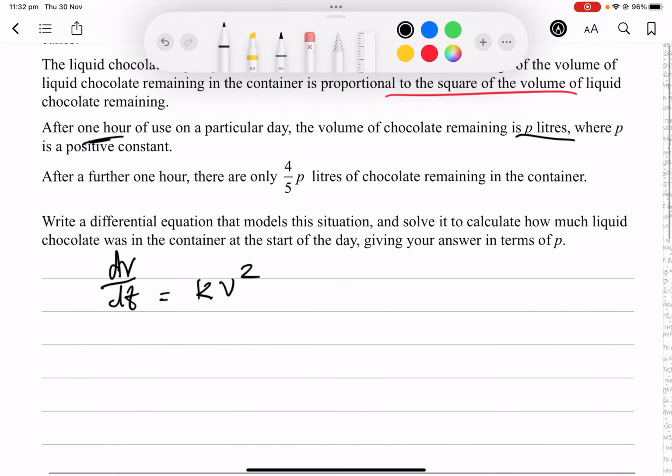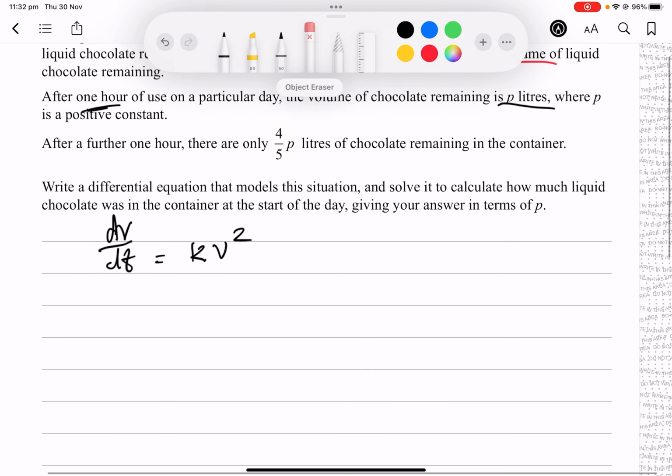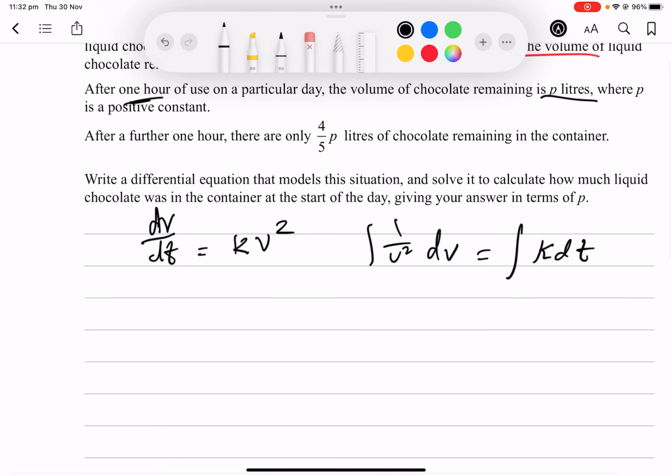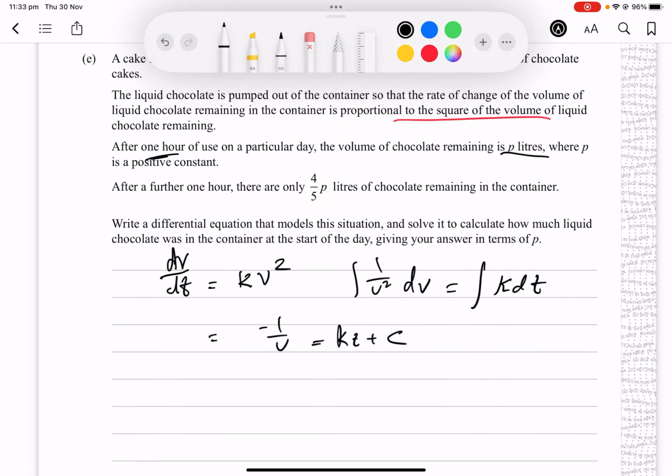And now this is just another separable differential equation. So now we have 1 on V squared, and we can integrate this with respect to V, and we can integrate the right-hand side with respect to t. And the integral of 1 on V squared, remember, is the same thing as the integral of V to the power of negative 2. So we increase the power by 1, so that's negative 1, divided by the new power. 1 divided by negative 1 is negative 1. So now what we have is negative 1 on V, that equals kt plus c. Okay, brilliant. We already have a good start here.